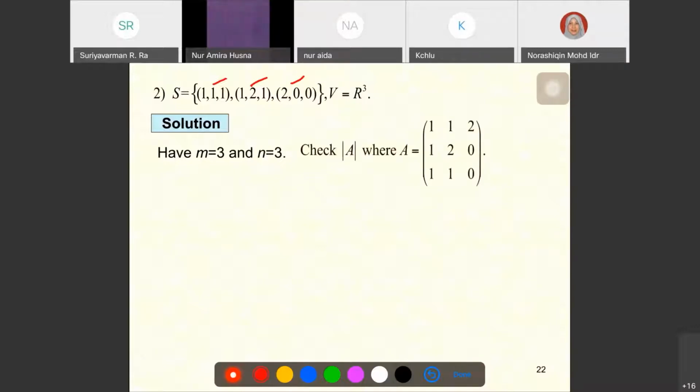So the A is 1, 1, 2, 1, 2, 0, 1, 1, 1. It becomes a column. This is column 1, this is column 2, and this is column 3. It's a column vector.